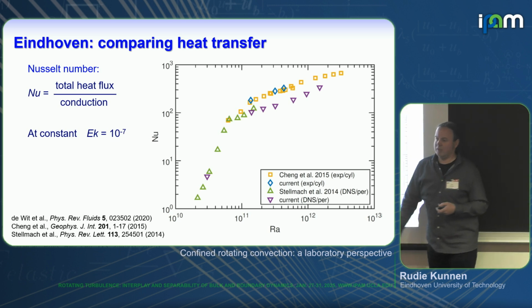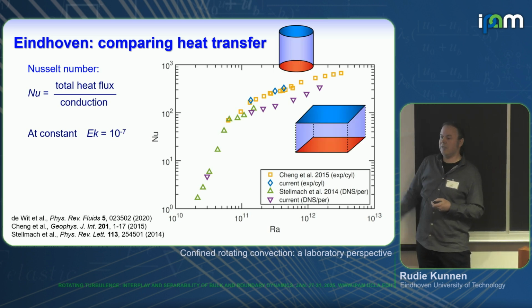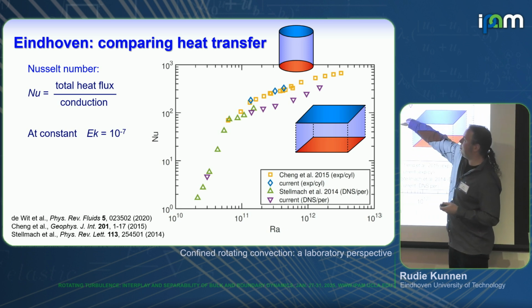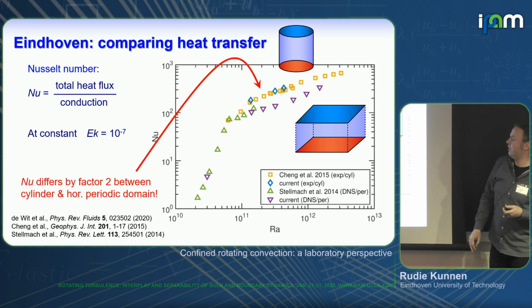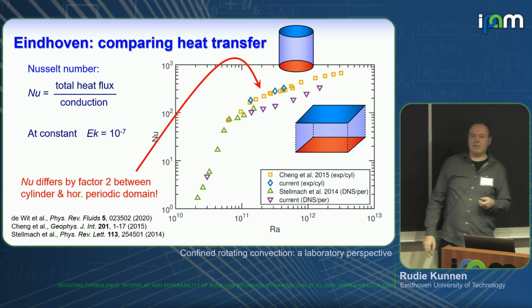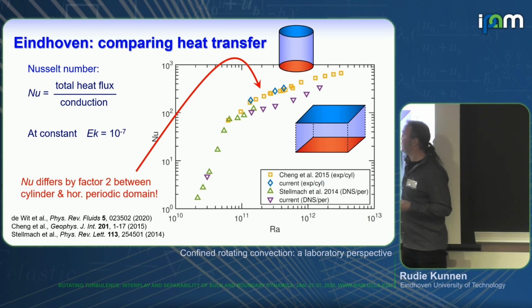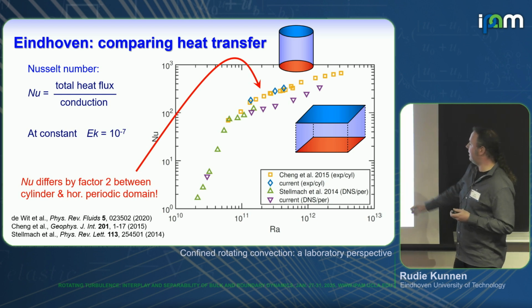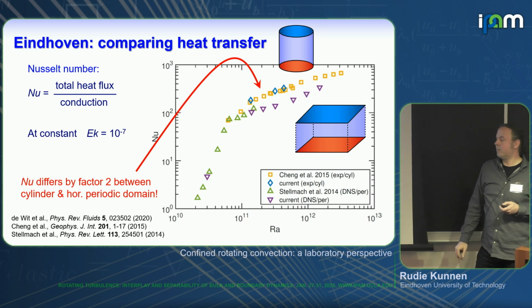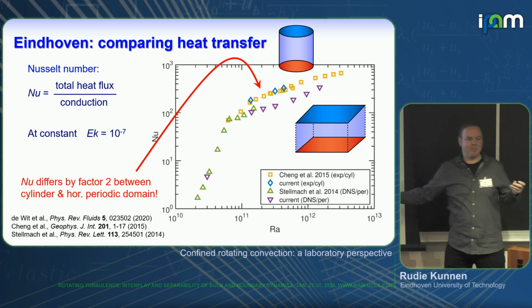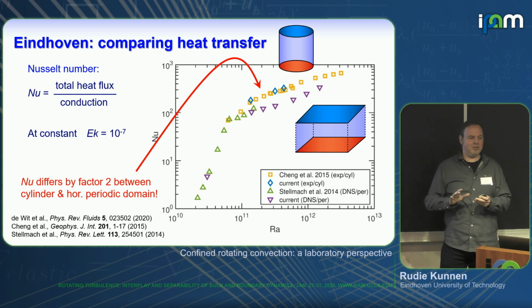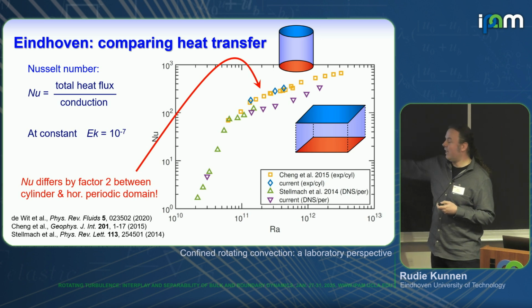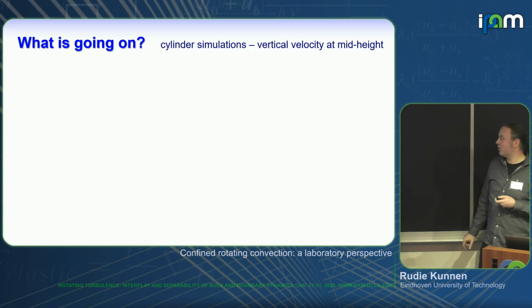But then compared to these periodic layer simulations, we see that there's a significant gap, something like a factor 2 at least. So what's going on there? Somehow there's a lot more convective heat transfer in a rotating cylinder than in this periodic domain. And then around that time, independently, the people in Göttingen and we in Eindhoven decided to do some numerical simulations at these kinds of parameter values.